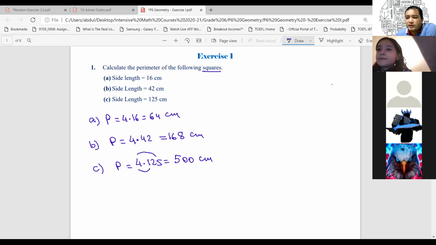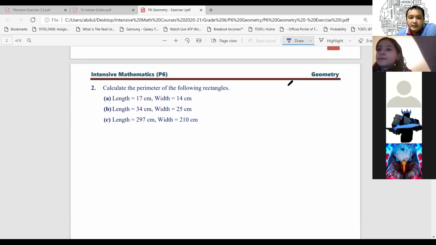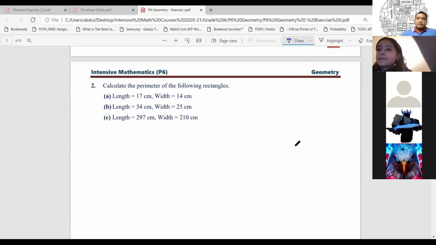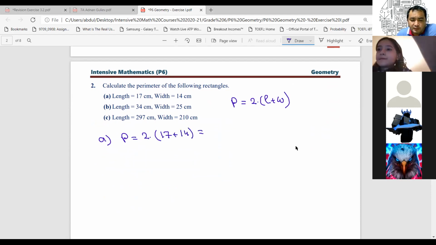Okay. Let's continue. Move down. Calculate the perimeter of the following rectangles. And again, we know that what is the formula? Perimeter of the rectangle is 2 times length plus width, right? So using this one, A, perimeter is equal to 2 times length is equal to 17, and width is equal to 14. Now first, if you simplify inside the parentheses, 17 plus 14 is 31. Actually, I should write times. 2 times 31 is 62 centimeters.